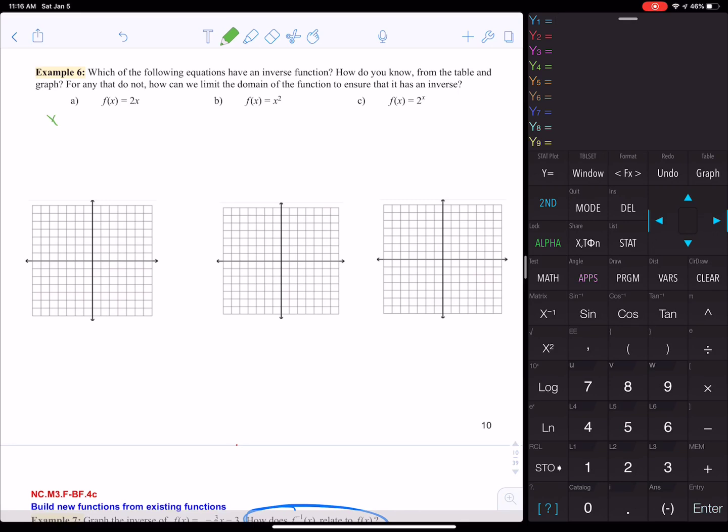What I'm going to do first is create a table. So I'm going to put what it's equal to instead of f of x. Let's do this one in our head because it's pretty simple. If we do -2, -1, 0, 1, and 2, then we just plug those x's in. 2 times -2 would be -4. 2 times -1 is -2. 2 times 0 is 0. 2 times 1 is 2, and 2 times 2 is 4. And let's plot some of those points here.